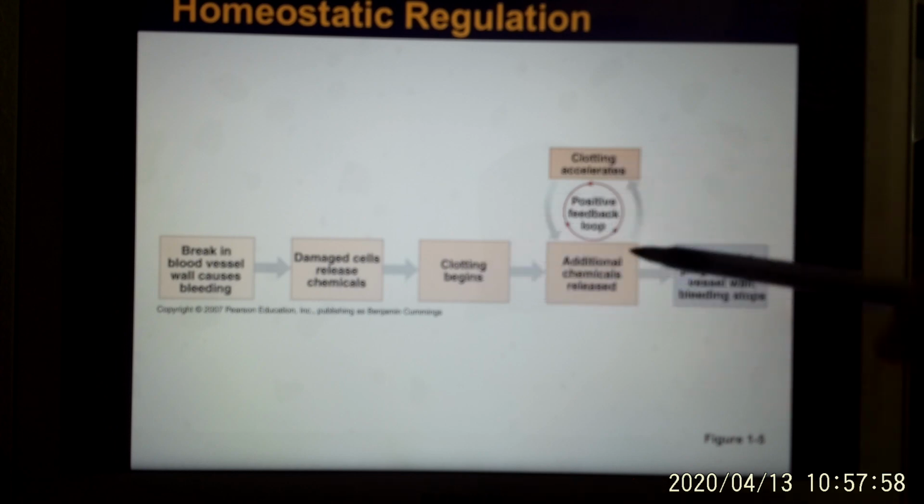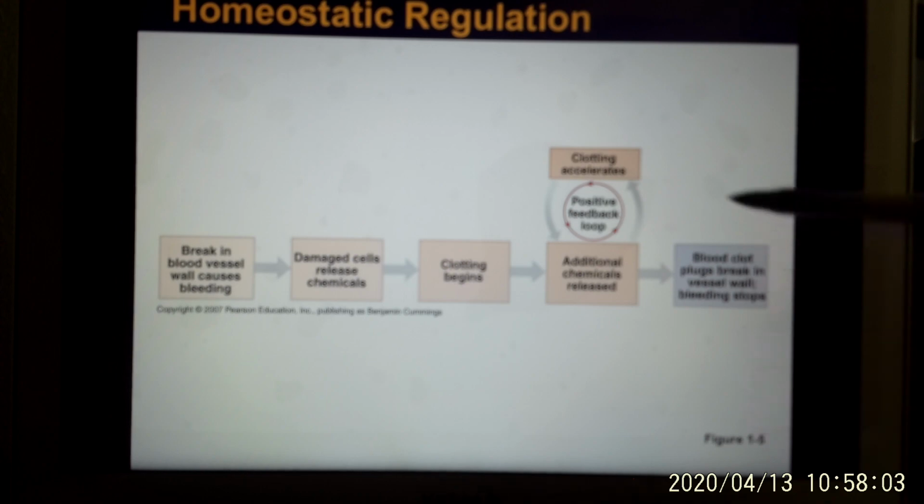When this response happens, it's a positive feedback. It will become bigger and bigger. They will add other blood clotting factors and also red blood cells. Eventually it becomes bigger and bigger and stops the bleeding. So that's one positive feedback example.